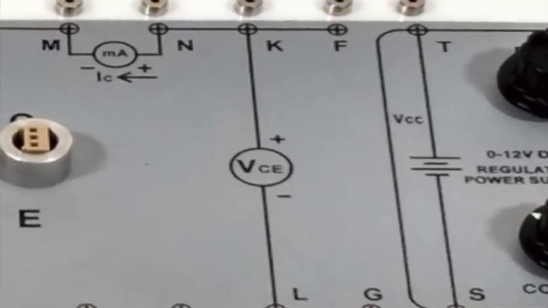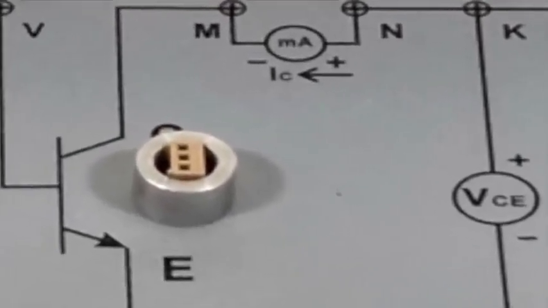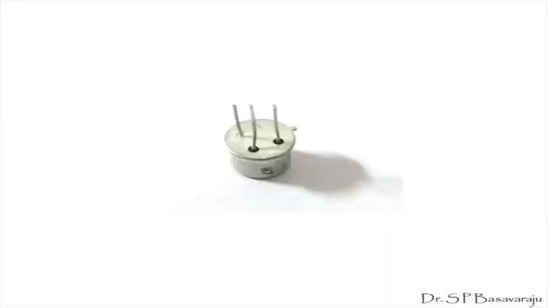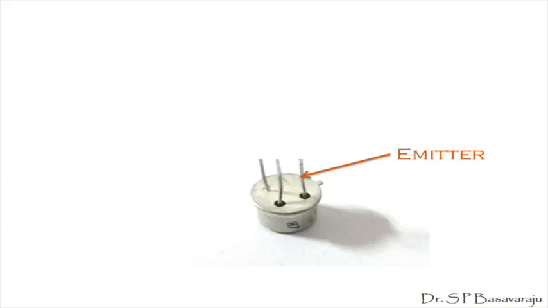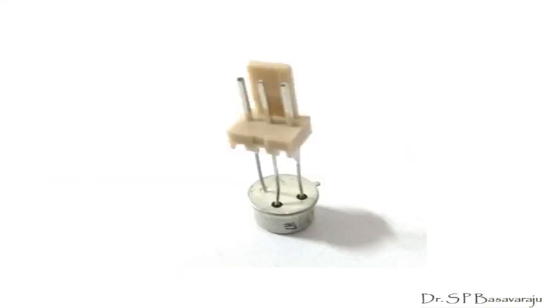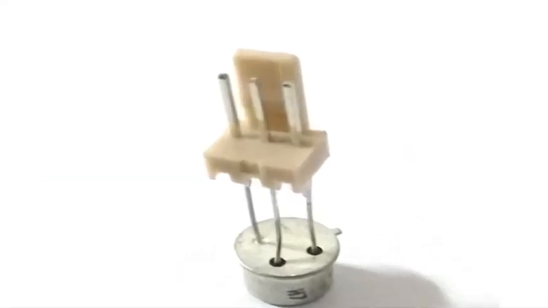In its central part, there is a socket for connecting the transistor, and this is a transistor. You see here a notch. The lead nearest to it is the emitter, the lead next to the emitter is the base, and the remaining one is the collector. This white support to which the transistor is soldered is called the relay mate connector.